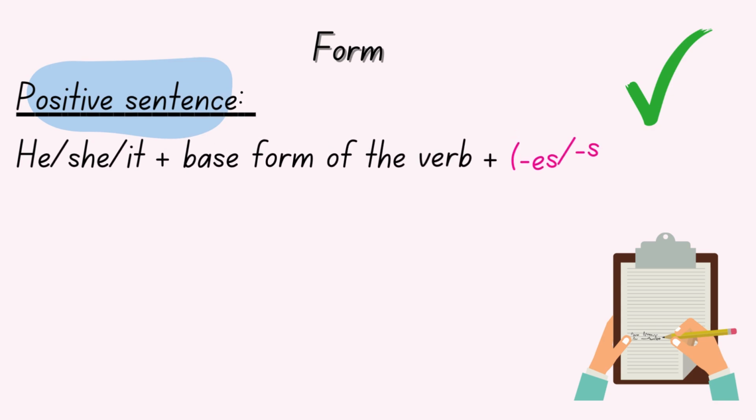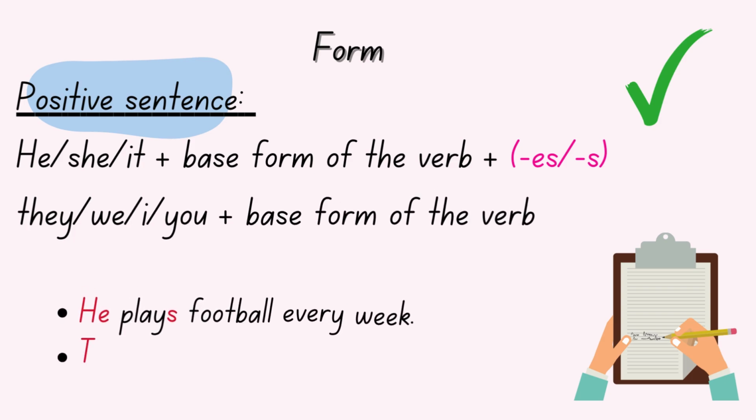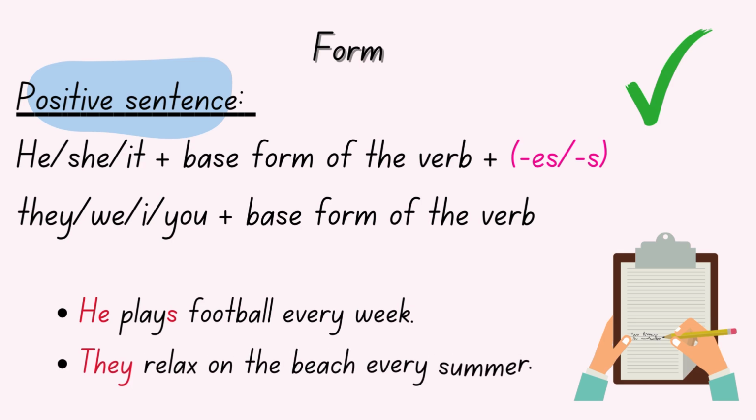He, she, or it plus base form of the verb plus es or s. They, we, I, or you plus base form of the verb. For example, he plays football every week. They relax on the beach every summer.